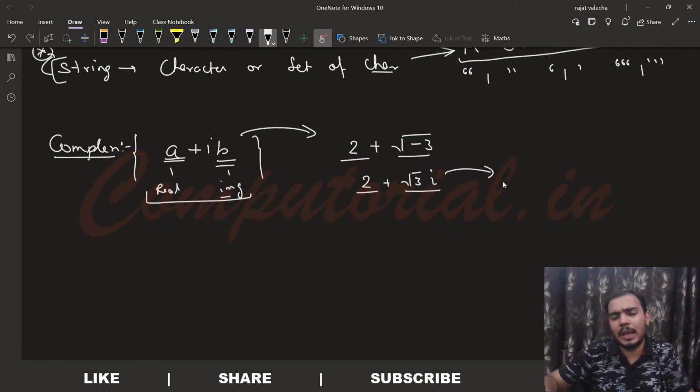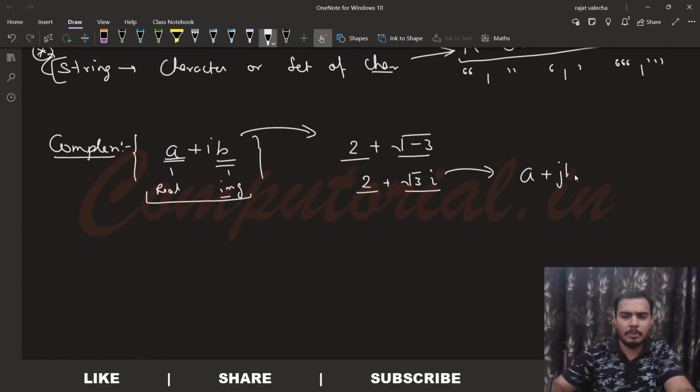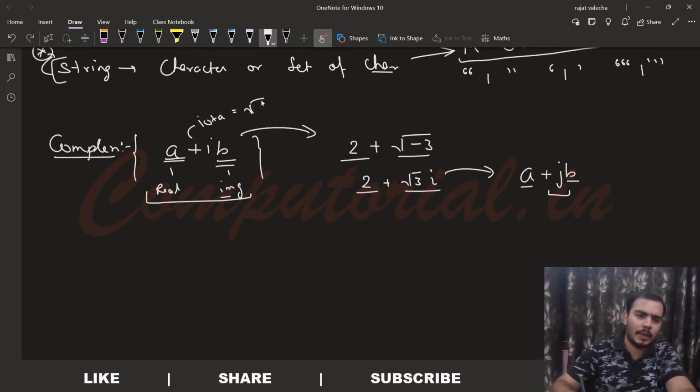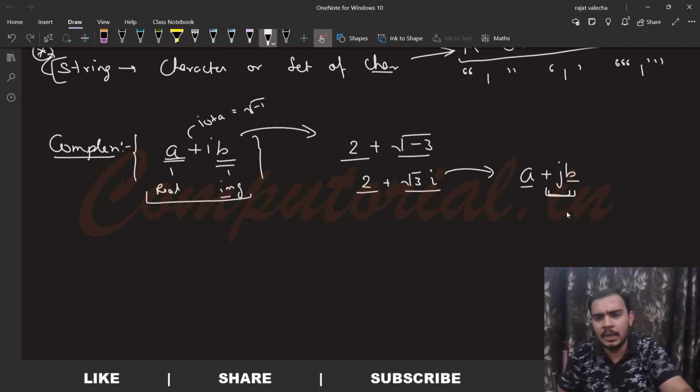The same value can be expressed in Python as well, but not in the form of a plus ib. In Python it is written like a plus bj. So the role of i is taken by j in Python. Now in mathematics, this i is called iota, which stands for under root minus 1, and the same is here in Python as well. This j is the same thing, iota, that is under root minus 1. So these are the most commonly used data types that we have in Python.